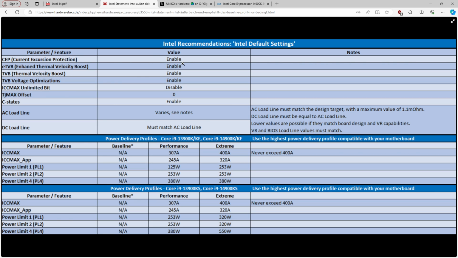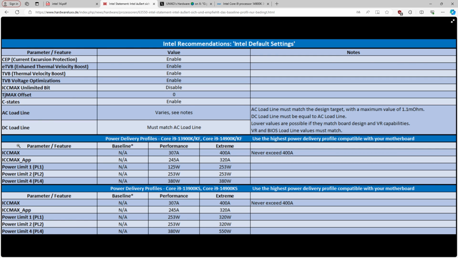CEP. Both Asus and Gigabyte disable CEP by default. The reason for this is because they do not configure the ACDC load line according to how Intel would like it to be configured, and if you configure the ACDC load line the way Gigabyte and Asus do it, and then turn CEP on, you lose a bunch of performance because the way it's configured basically breaks CEP.